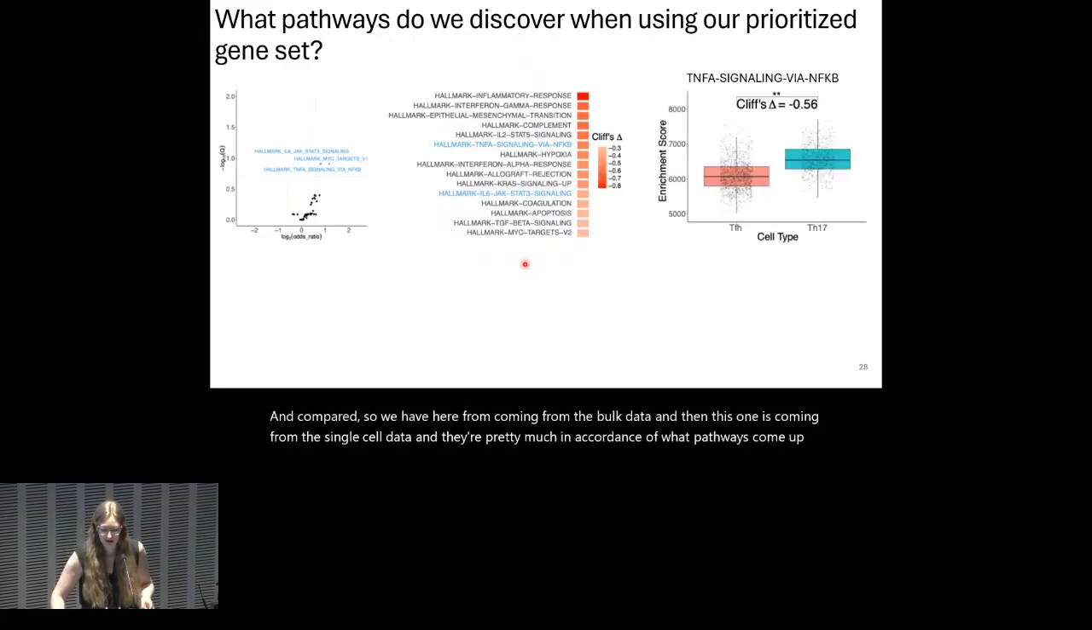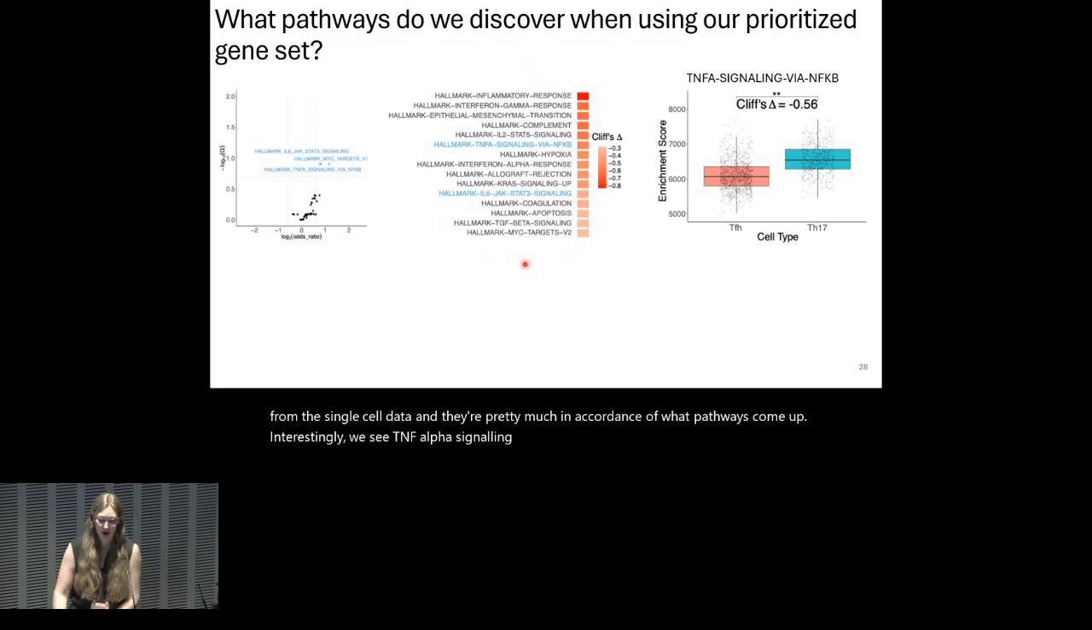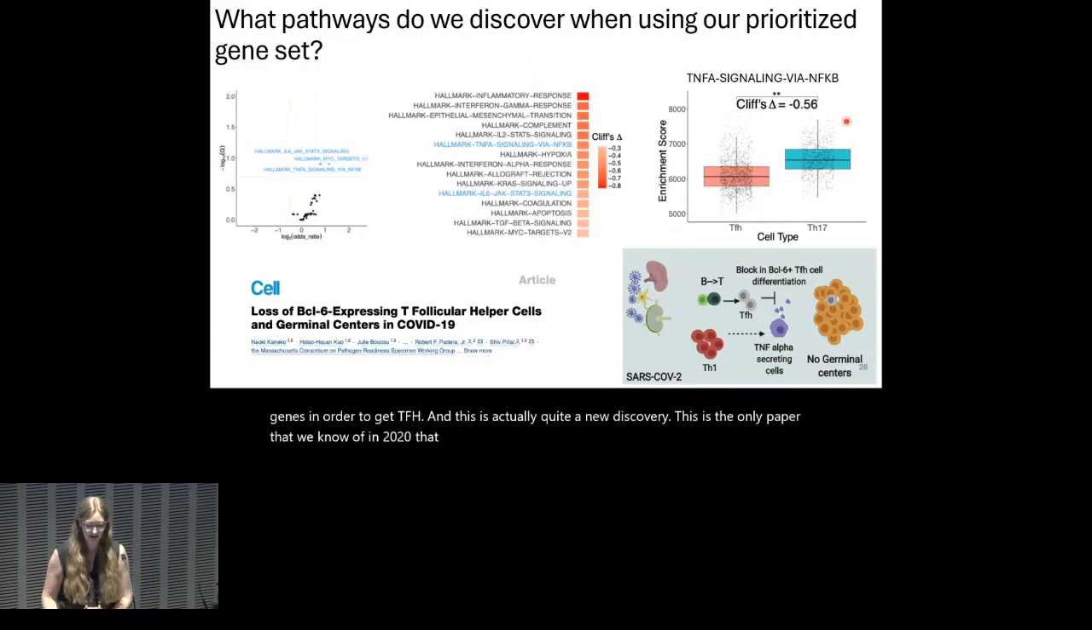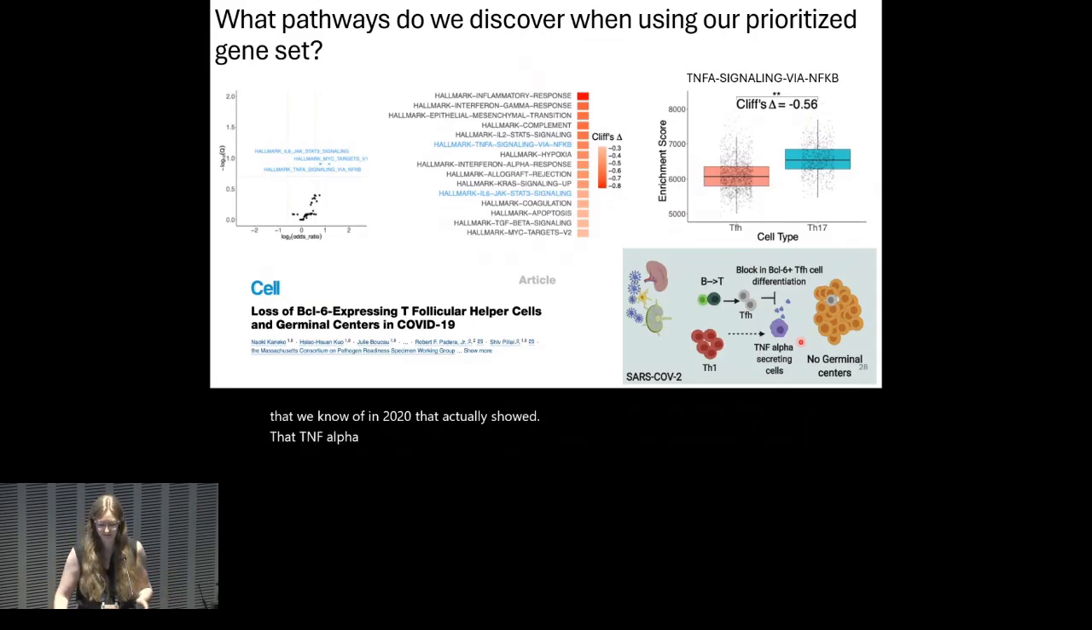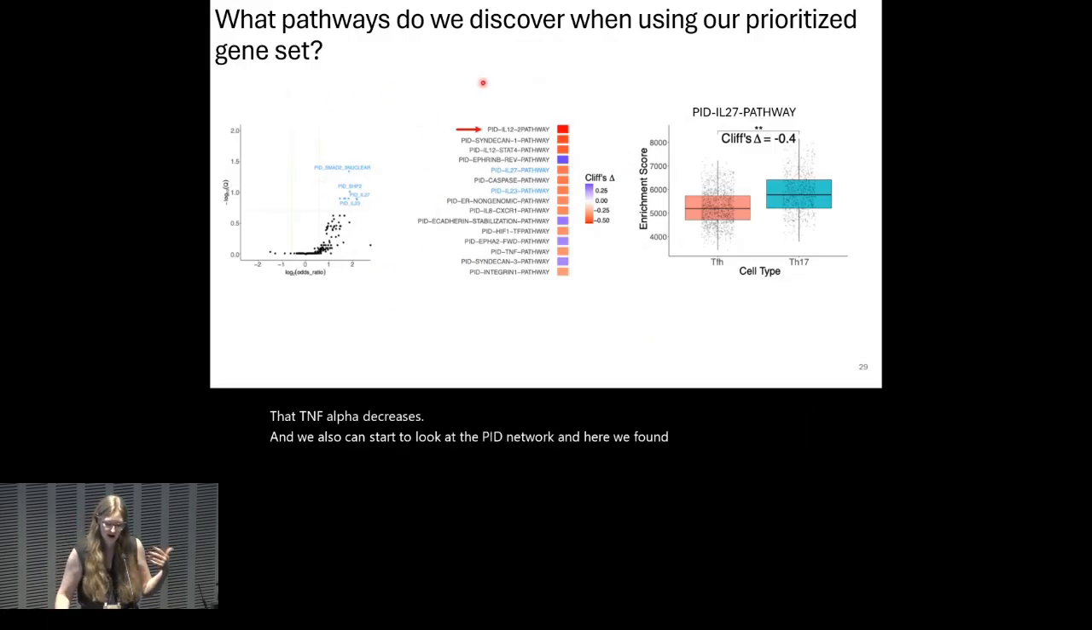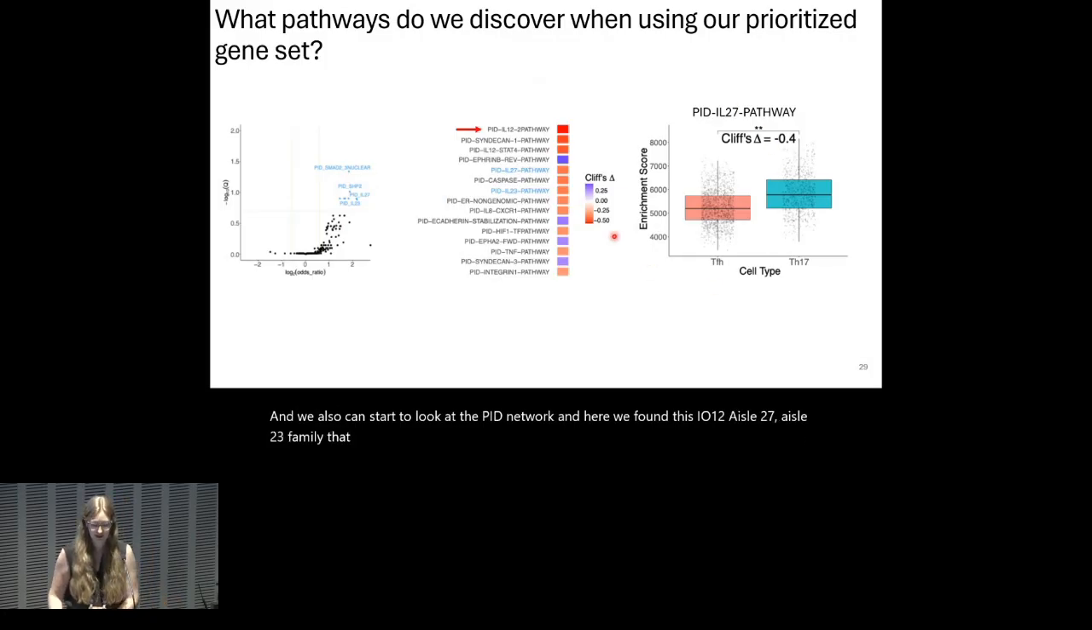Interestingly, we see TNF alpha signaling and that it needs to be turned down in the TFH genes in order to get TFH. And this is actually quite a new discovery. This is the only paper that we know of in 2020 that actually showed that TNF alpha decreases TFH. And we also can start to look at the PID network. And here we found this IL-12, IL-27, IL-23 family that also needs to be turned down.